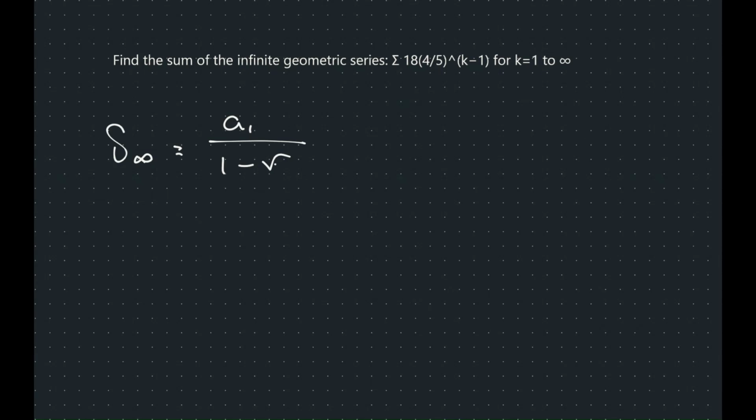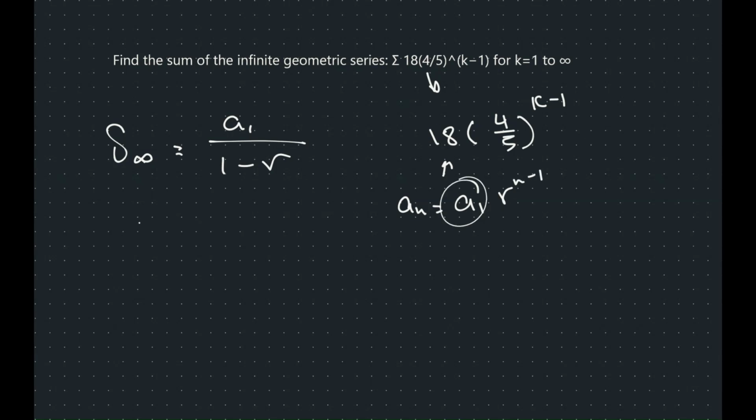So let's substitute the numbers. So S infinity of what is A1? So let me rewrite this because it's not very clear. So we have 18 times 4 over 5 to the power of k minus 1 while k approaches infinity. So it looks just like the equation an is equal to a1 r to the power of n minus 1, where a1 is just 18.